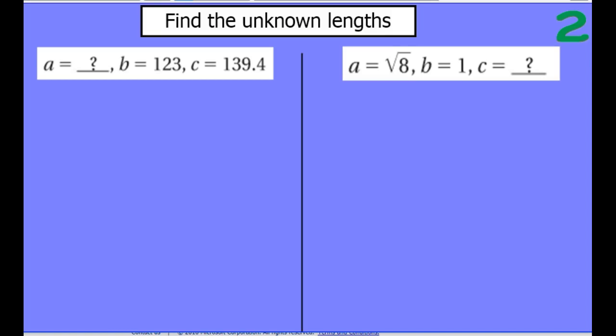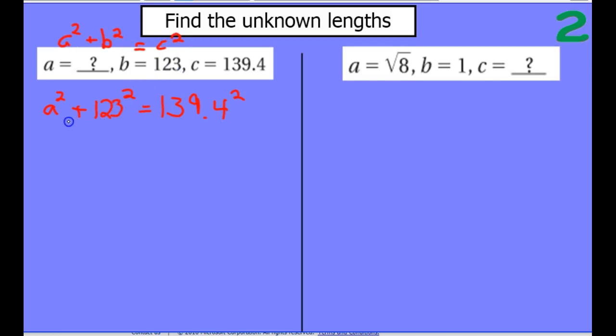Alright, our next problem, we are finding the unknown lengths. We don't know what a is, so we're going to have an a squared. We do know what b is, 123, so 123 squared. And we do know what c is, so 139.4 squared. Because remember, a squared plus b squared equals c squared. So this will give us our a if we solve this.